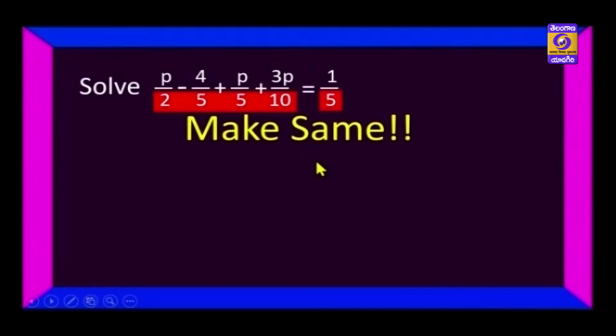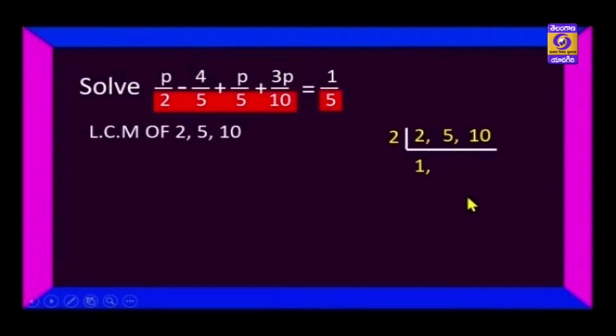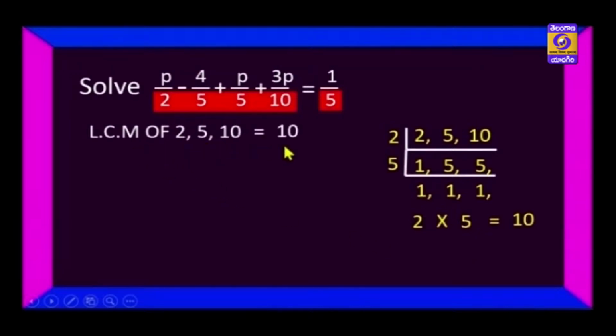How do you make the denominators the same? Just by taking the LCM of the denominators 2, 5, 10. Let us take the LCM. 2, 5, 10. We take the first prime number 2, it divides 2 one time and it doesn't divide 5, so we bring it down as it is. It divides 10 five times, 2 fives are 10, and next we take the next prime number 5, we bring the 1 down and it divides 5 one time and this 5 also one time. Now the LCM will be the product of these two numbers, that is 2 into 5, and the LCM is 10. So the LCM of 2, 5, 10 is 10.